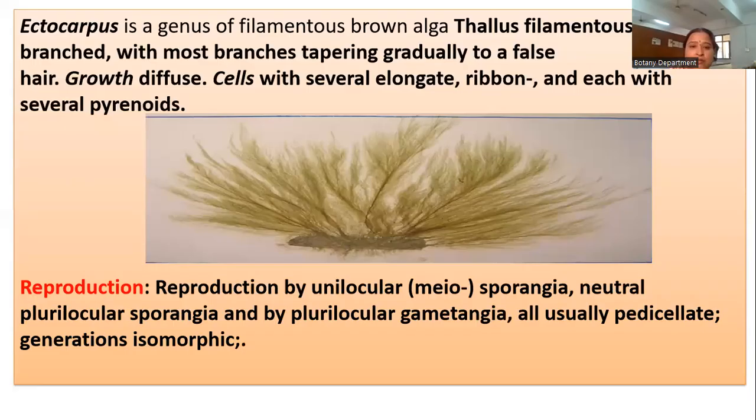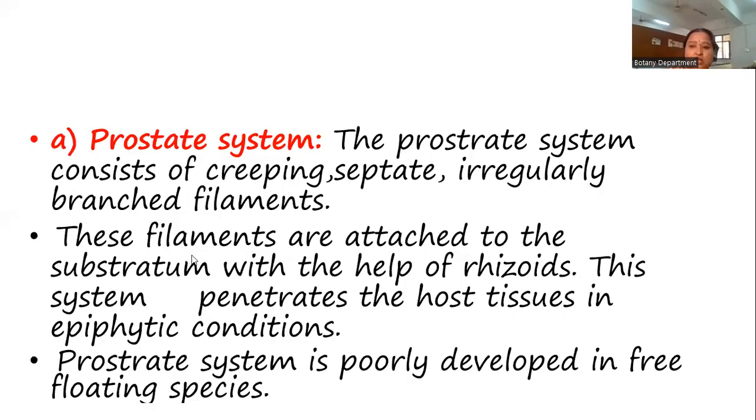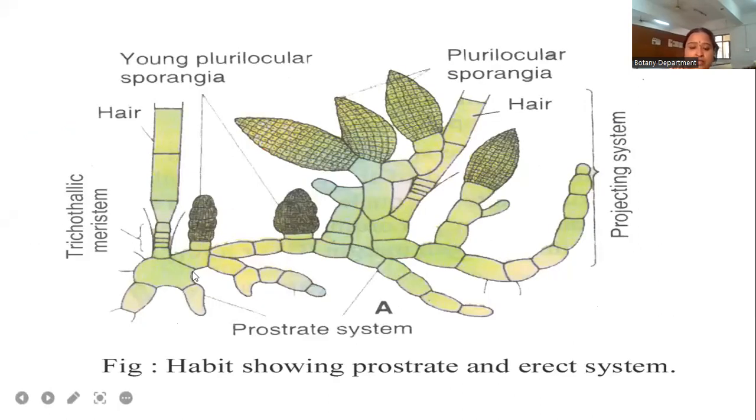The branches of the erect system, you can observe in this picture. Here this part is called the prostrate system or creeping system. This one is called the erect or projecting system. This upward part is the erect or projecting system.